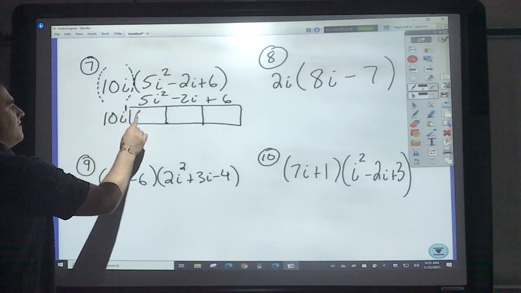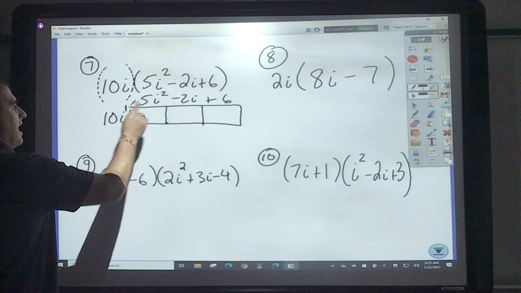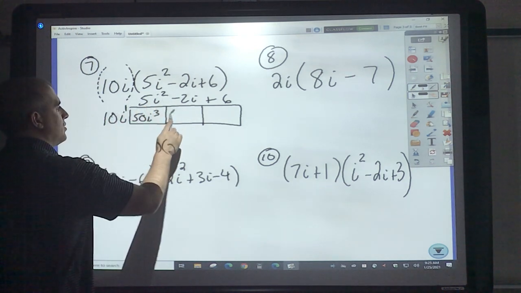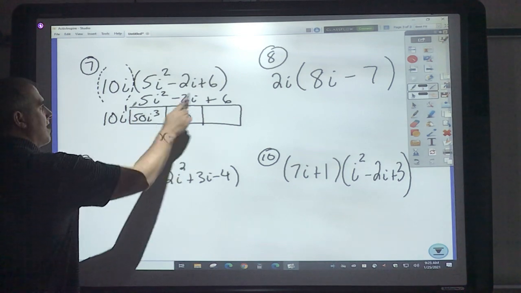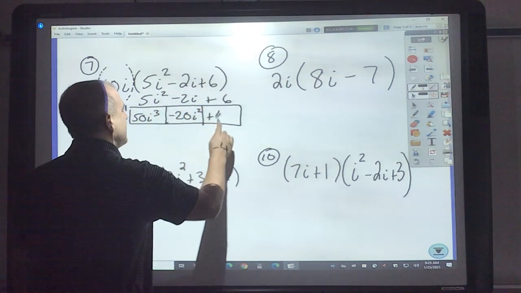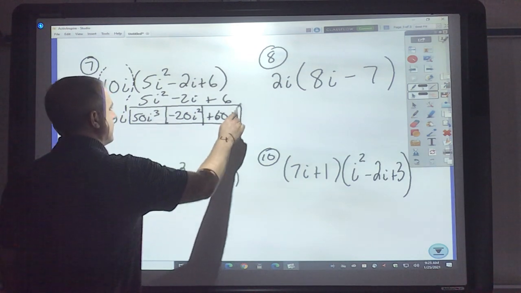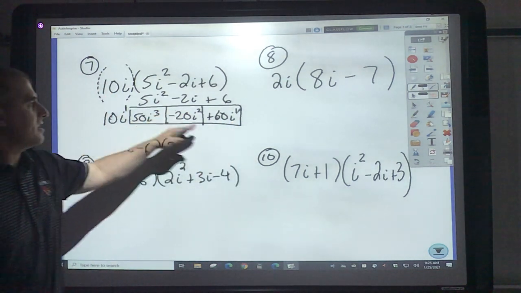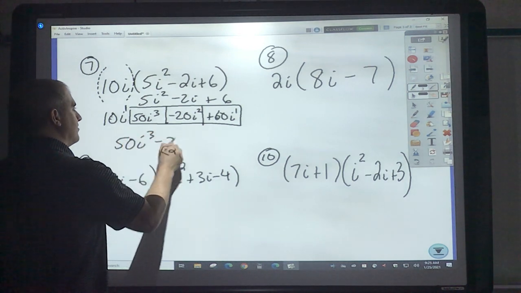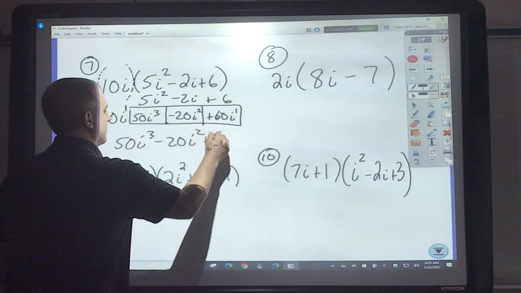10 times 5 would be 50. Add those would be i to the 3. 10 times -2 would be -20. Add those would be i squared. 10 times 6 would be 60. And then I just got i to the first. As you can see, there's nothing diagonal to combine. So this ends up just being your answer. It's that simple.